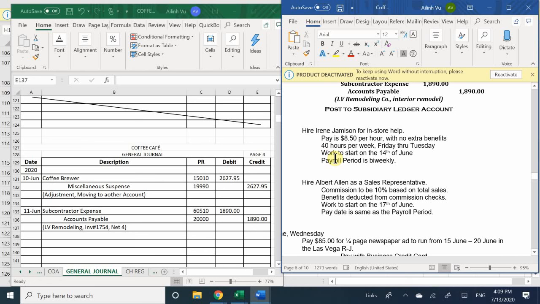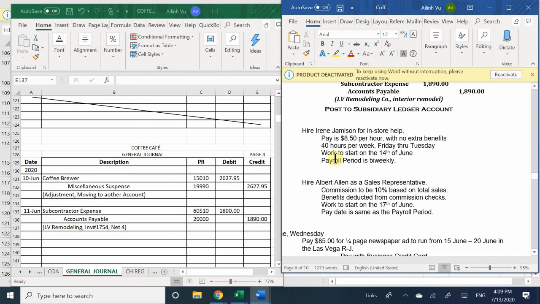Well, that's what I was going to say. Didn't she get raised? No. Okay, because this was made a long time ago. So I'm going to go ahead and keep it at $8.50. She's allowed to work up to 40 hours a week. So she's a full-time employee, 5 days a week, which she chooses Friday through Tuesday. That means she's going to work Friday, Saturday, Sunday, Monday, and Tuesday, and take off Wednesday and Thursday.